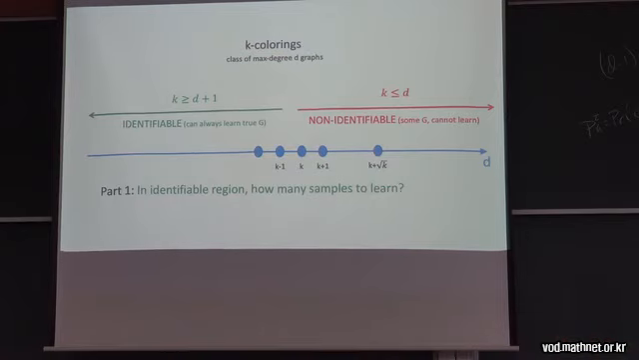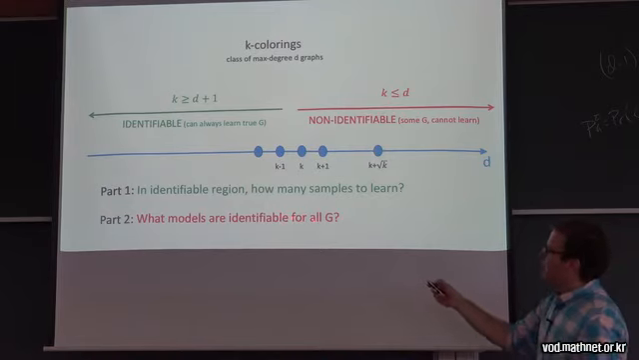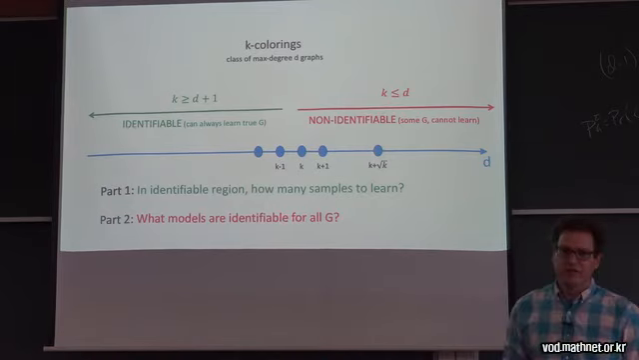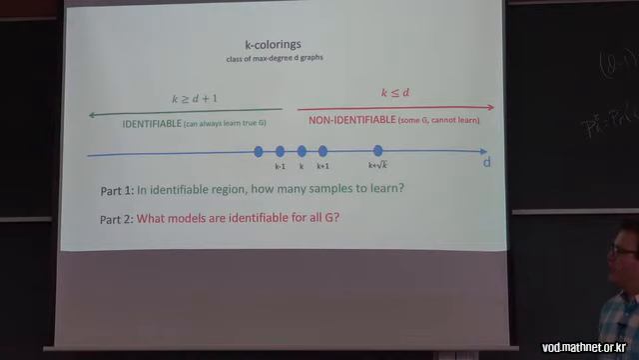Okay? So we're going to look at that. That's part 1 of the talk. And the other thing is, so for colorings, it's non-identifiable. I can look at other models, other problems, combinatorial problems, and I can ask for which ones is it identifiable for all graphs, okay? And we're going to get some characterization.